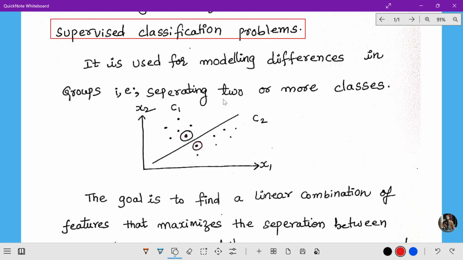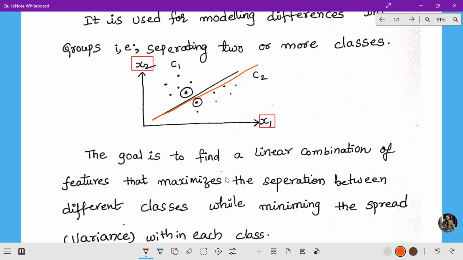Okay. So to separate two or more classes, you observe here we have a graph. Let us say this is the x1, or else we can say x-axis, and this is the y-axis. So there is a line here. This line is going to separate the data between these values and these values. So what is going to happen here?